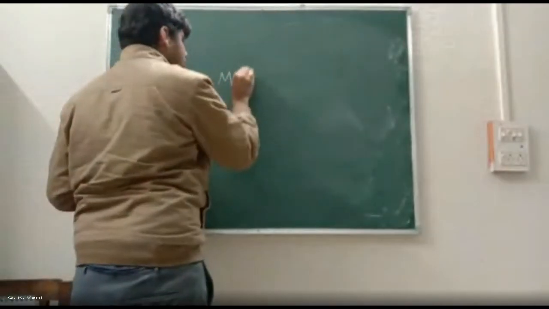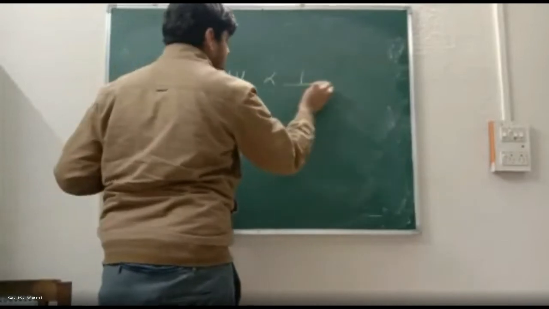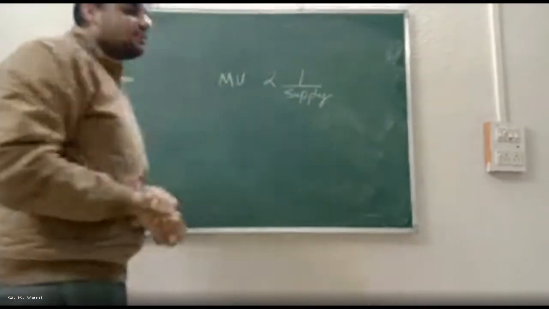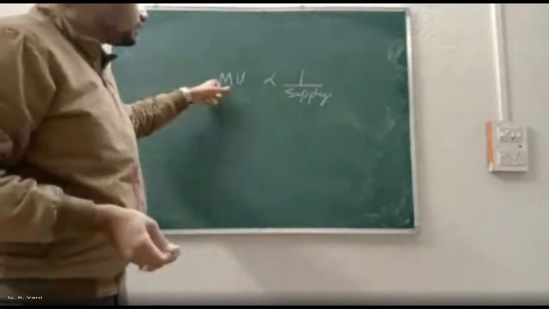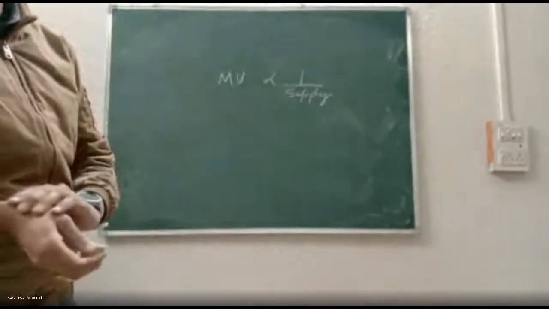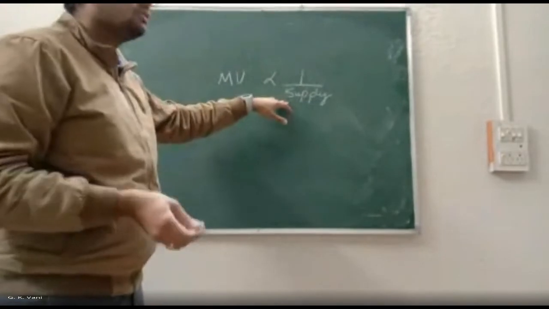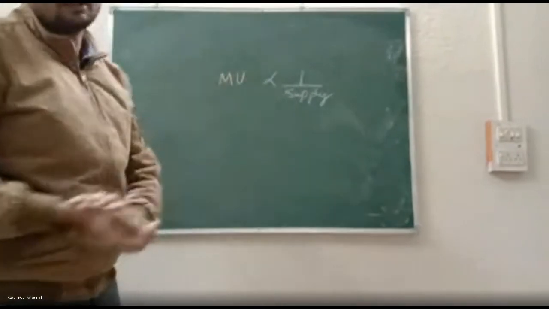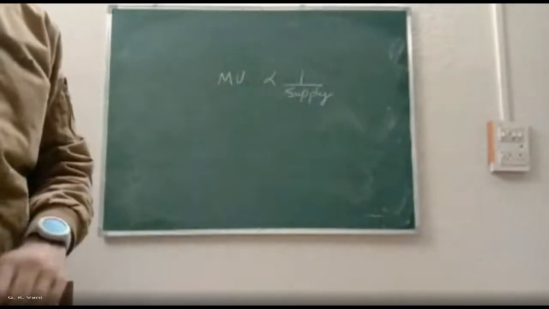And one important thing we need to understand is that marginal utility is inversely related with supply of the commodity. Marginal utility is inversely related with supply of commodity or stock of something. So as we get more supply of something, marginal utility of that thing decreases. Is it clear?